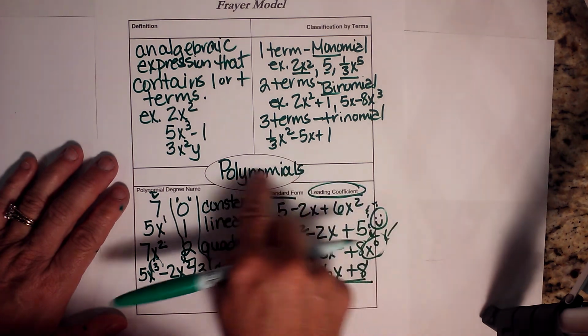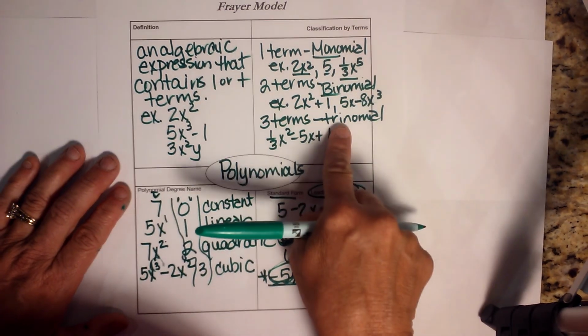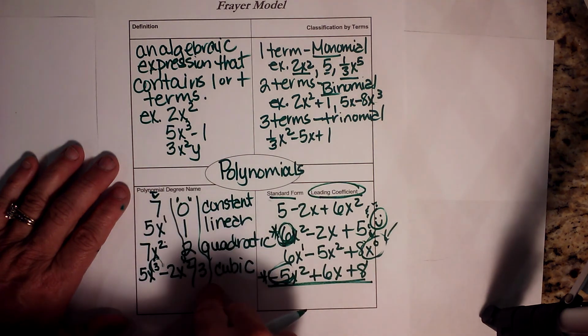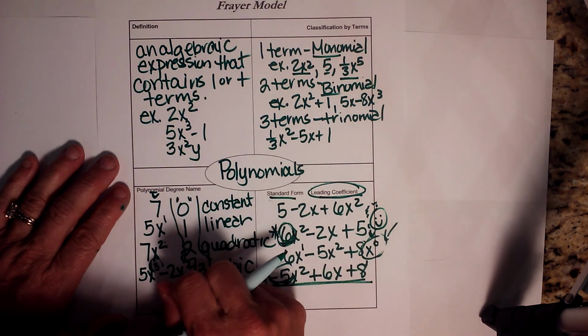So there we go. You've got polynomials, you got a definition. You can classify now by how many terms. You can classify by degrees, and you can put it in standard form and then identify its lead coefficient.